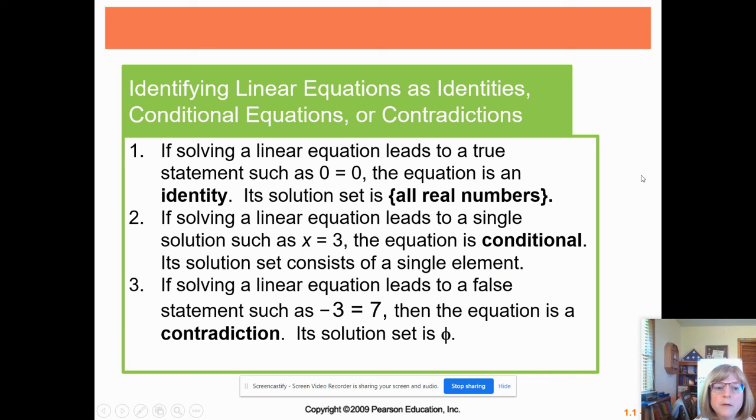So here's a summary. When you're solving linear equations, if what you get leads to a true statement and your variable has subtracted out, the equation is an identity and the solution set is all real numbers. When you solve a linear equation, if you get a single solution, that's called a conditional. And if, when solving an equation, your variables subtract away, and what you're left with is a false statement, you have a contradiction, and its solution set is the empty set.